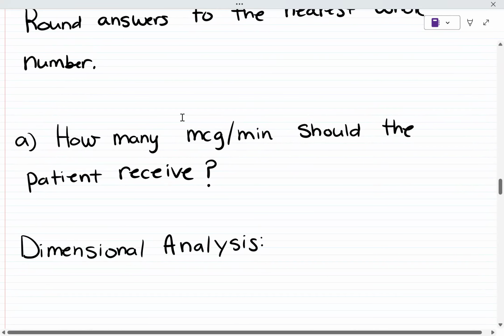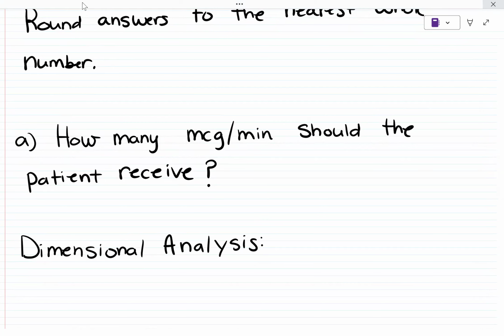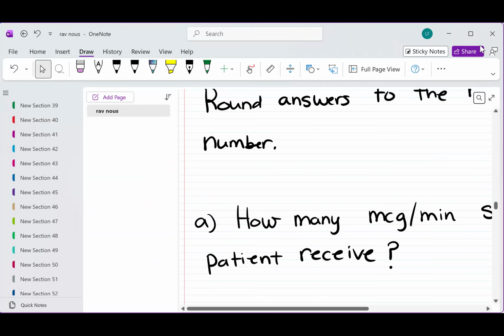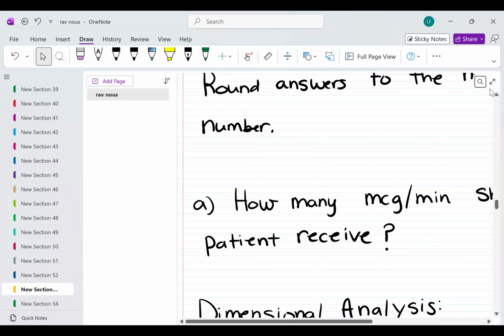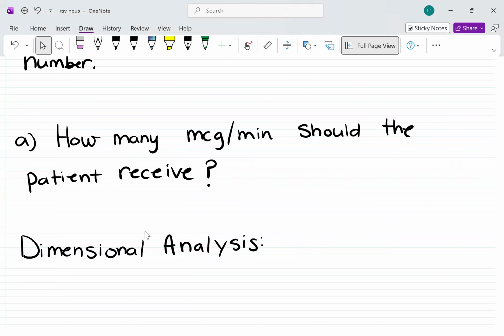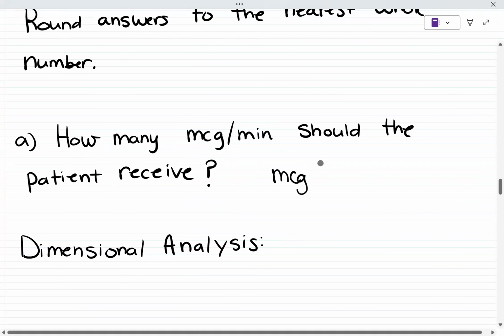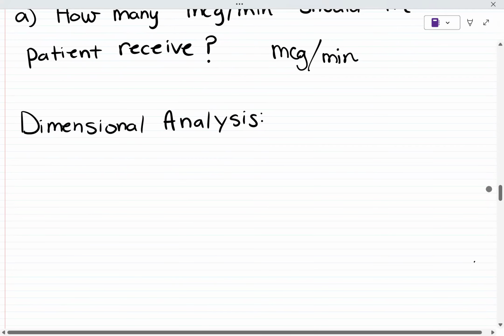So this is how you know your answer is correct. Your final answer should be in mcg per minute. That's how you know it is correct. If your units aren't correct, that means something's off, right? So how do I do this?